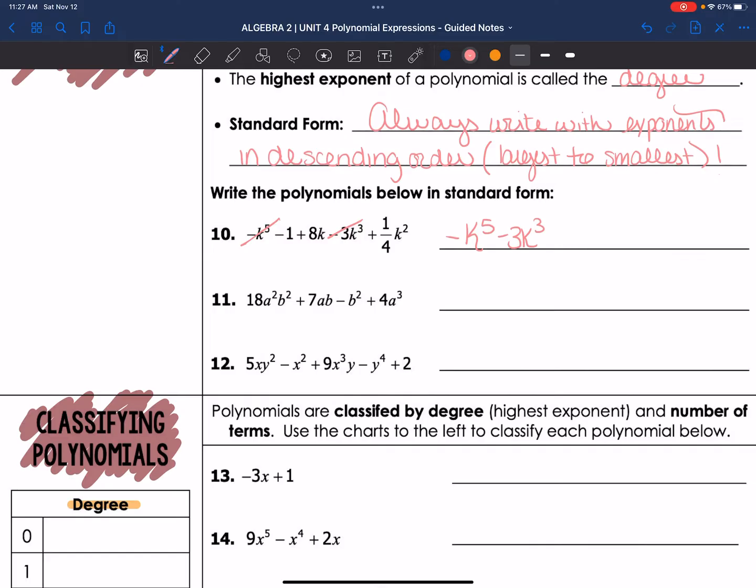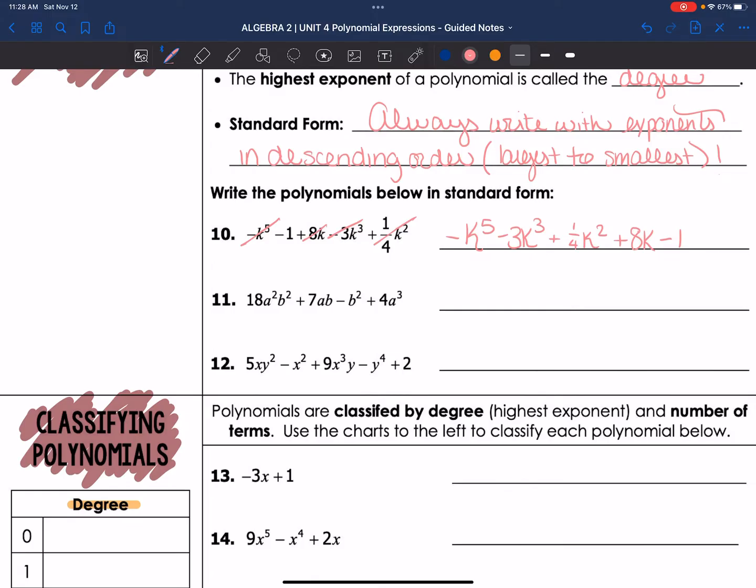And then I have that power of 2. And then when I have just k, 8k to the 1st power, but we never write that 1 in there, right? It's an understood power of 1. And then no powers, the one with no variable at the very end.